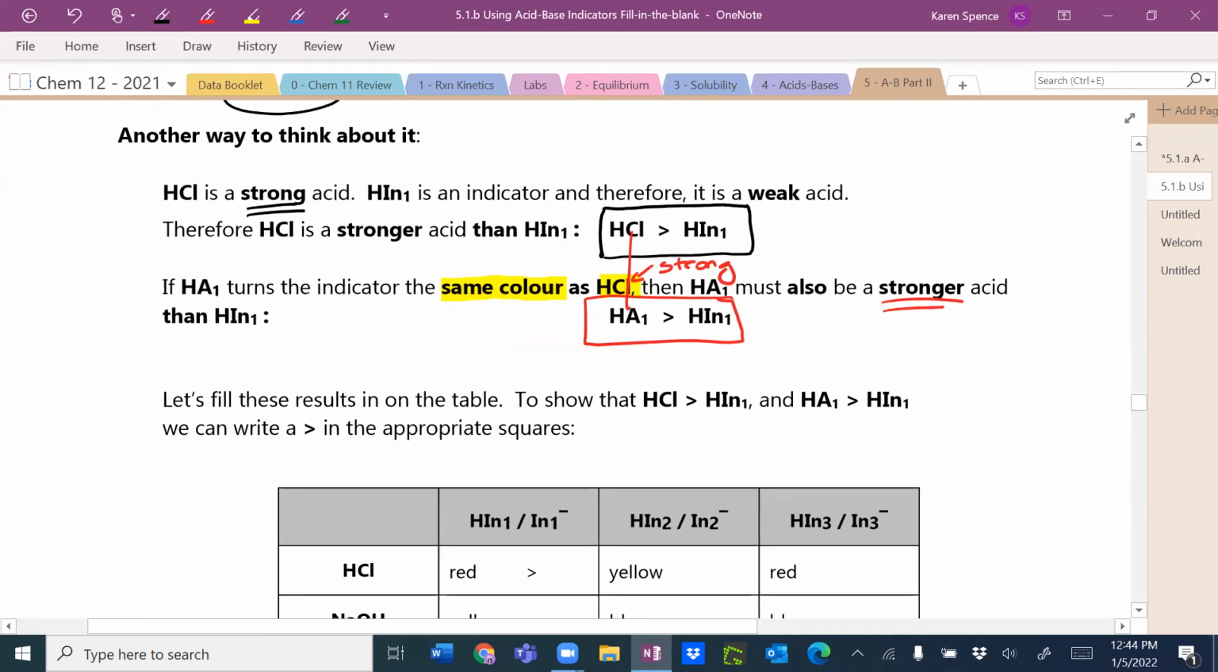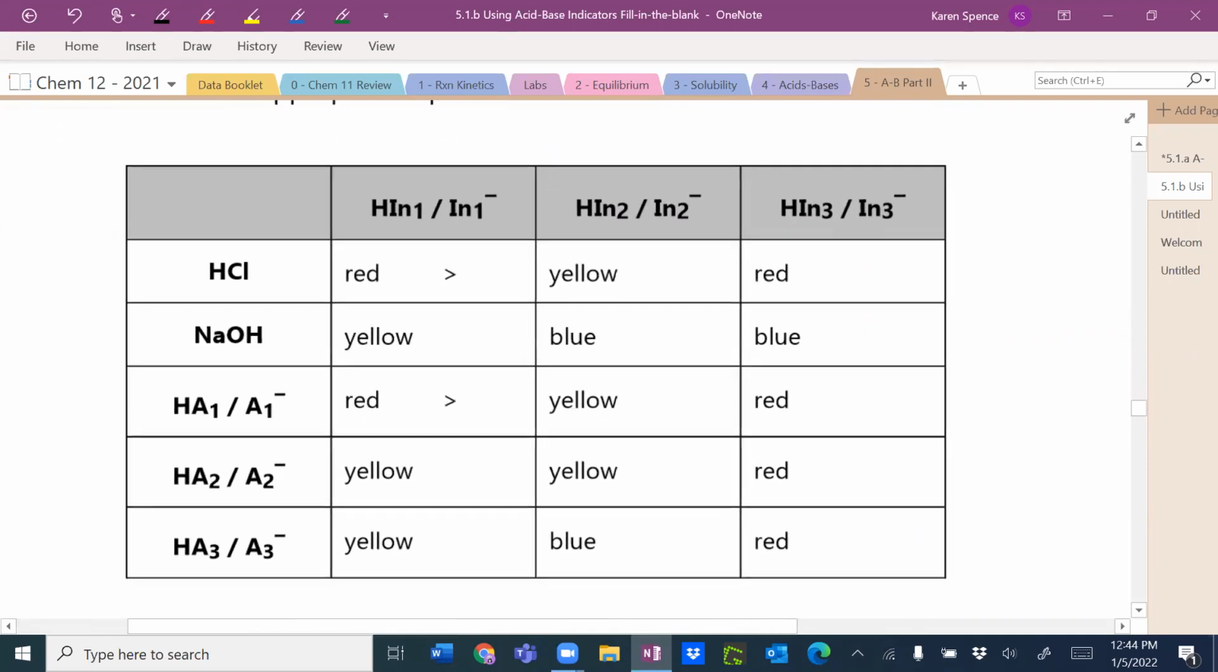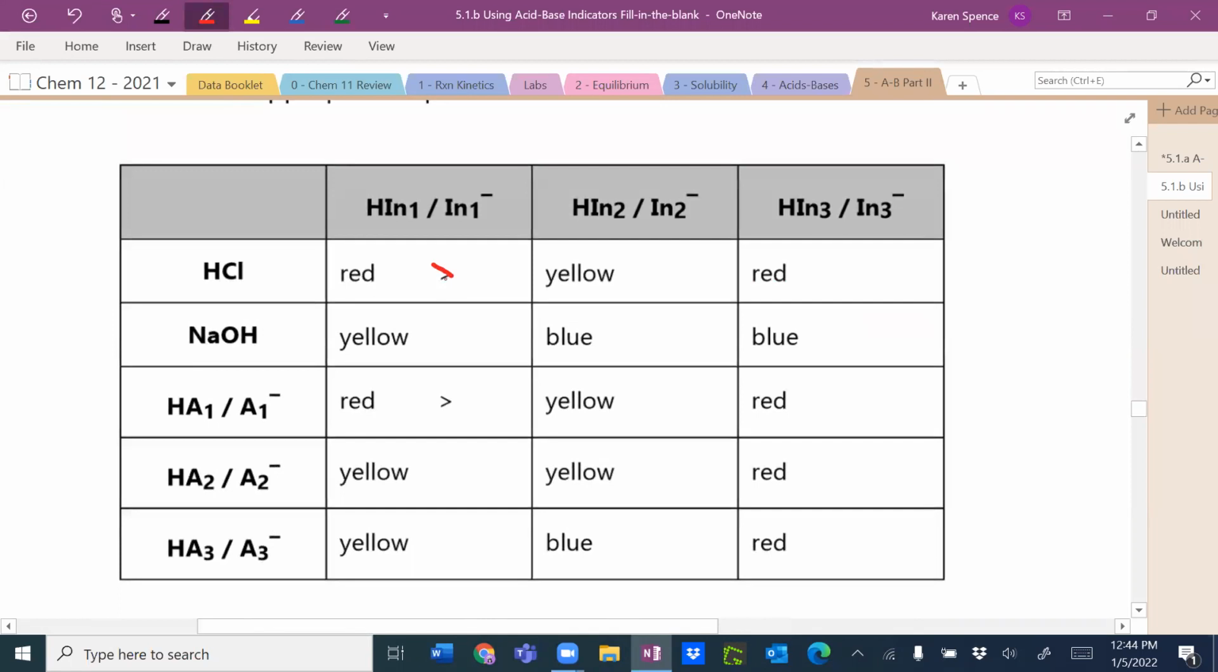So we can fill this in on our table. Here we go. We can say that hydrochloric acid is stronger than the indicator. And what's happening here is we're saying, okay, this is stronger than that. HCl is stronger than HIN1. We can do the same thing for HA1. We can say that HA1 is stronger than HIN1. So that's how you would put that in a table to sort of organize it a little bit.